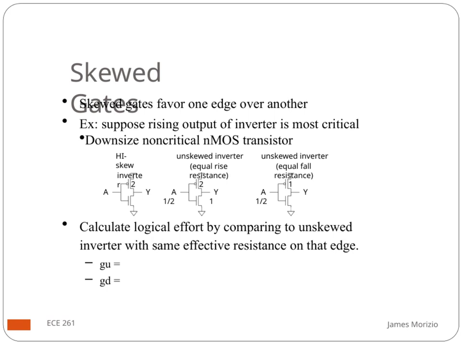We denote GU as the logical effort for the unskewed inverter with equal rise resistance and GD for the one with equal fall resistance. This allows us to understand how the skew affects the gate's performance in terms of delay and drive capability. Essentially, skewing lets you tailor the transistor sizes within the gate to improve timing for the most important transition at the expense of less critical edges. This is especially useful in high-performance designs where every fraction of delay counts.